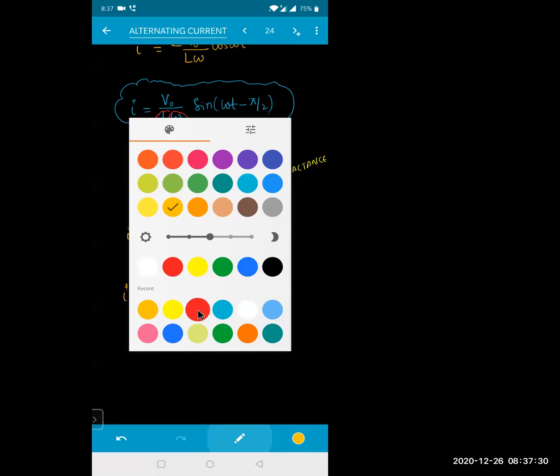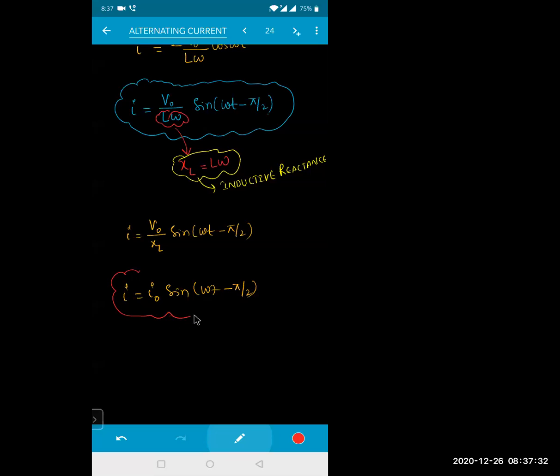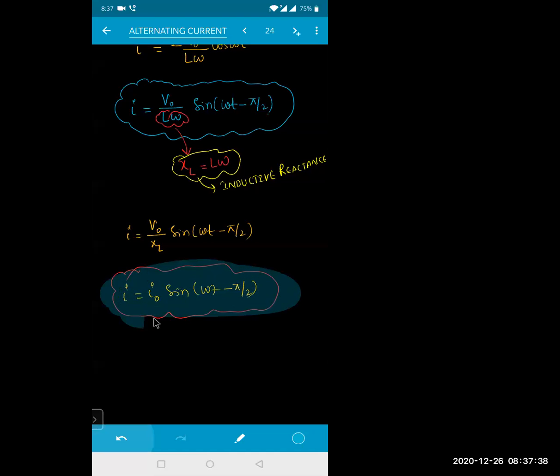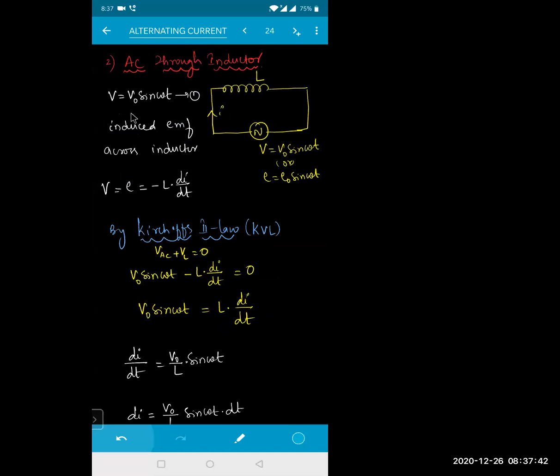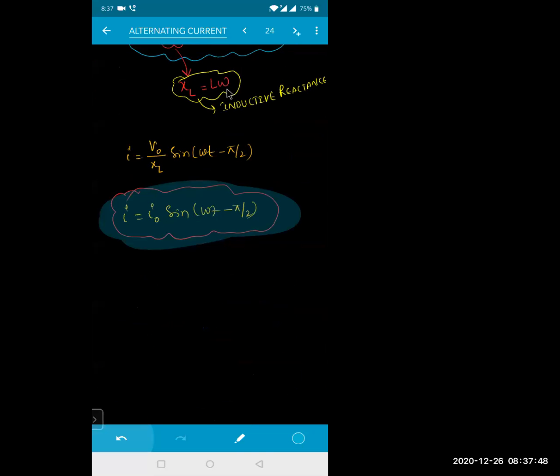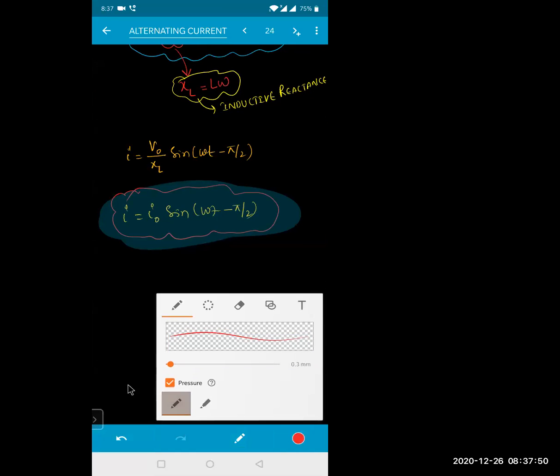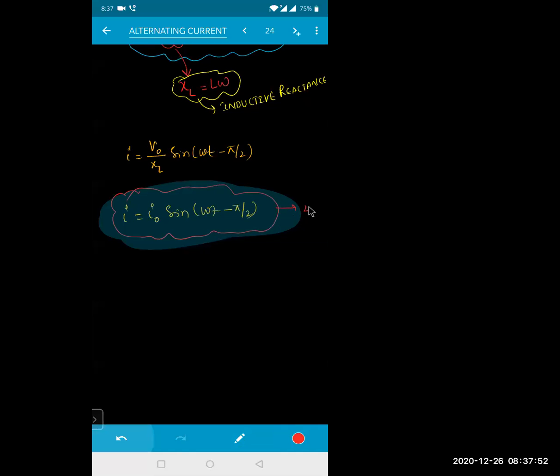So this is the current we are getting when it is connected to the inductor. When it is connected to the inductor, the current I am getting is I equals I naught sine omega t, and the alternating EMF is V equals V naught sine omega t. So if you see this equation number 1 and the final equation we have written right now, this is equation number 2.